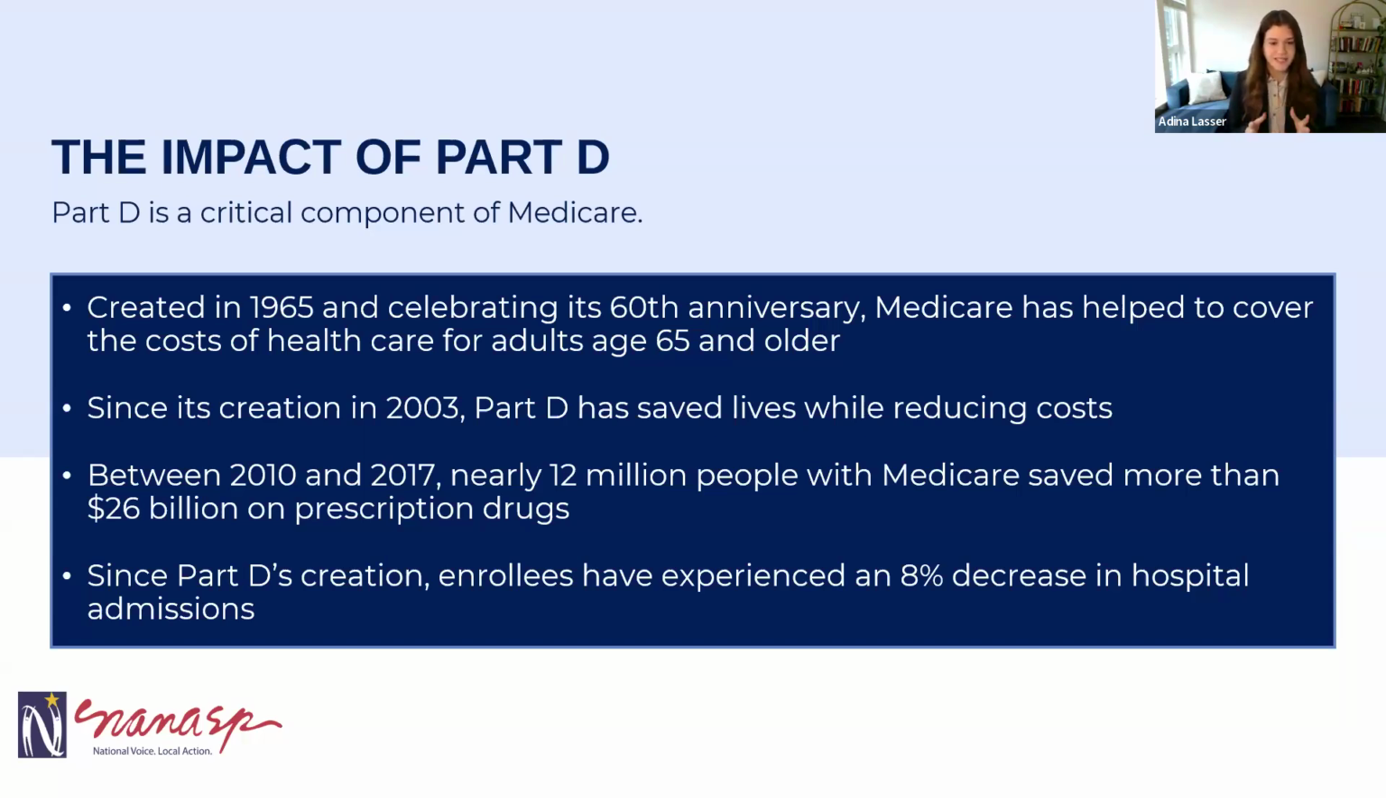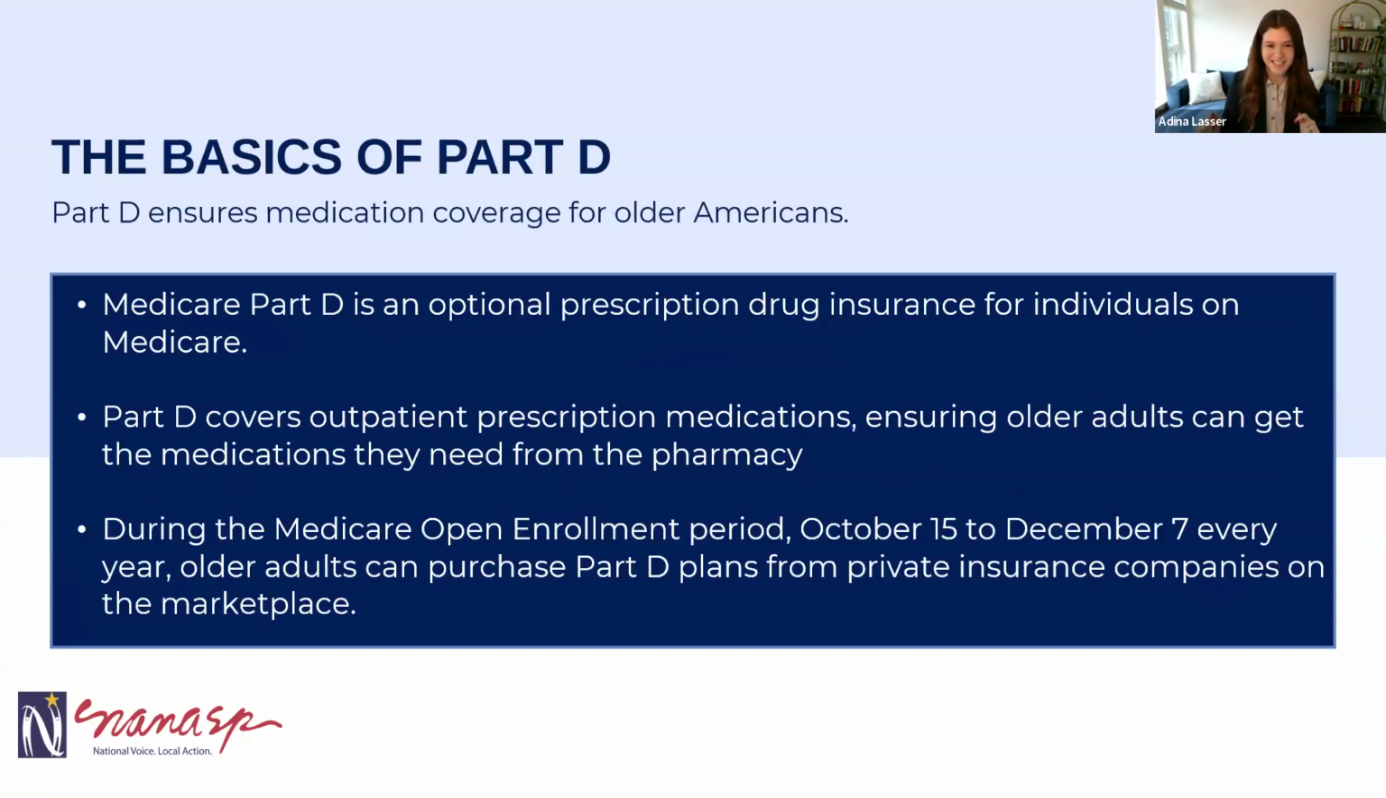So Part D is amazing. Medicare Part D was created in 1965 and it's celebrating its 60th anniversary this year. It's an incredibly important program for all of our nation's older adults and also anyone who has a disability. It's an optional drug insurance benefit that covers anything where you get your prescription at the pharmacy counter. So for example, if you have to go to a hospital or an infusion center, that's going to be under a different part of Medicare. But if you're going to the pharmacy counter, this is what we're talking about today.